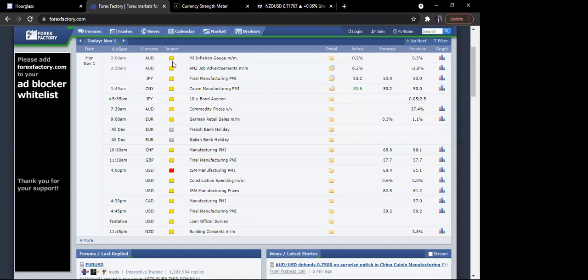The yellow folder simply means low impact news, which means that whatever news is going to be issued is not going to have that much of an impact on that specific currency. The orange folder is medium impact news, right? So when you want to trade, you want to look at the yellow and the orange folder, the low and the medium impact news.